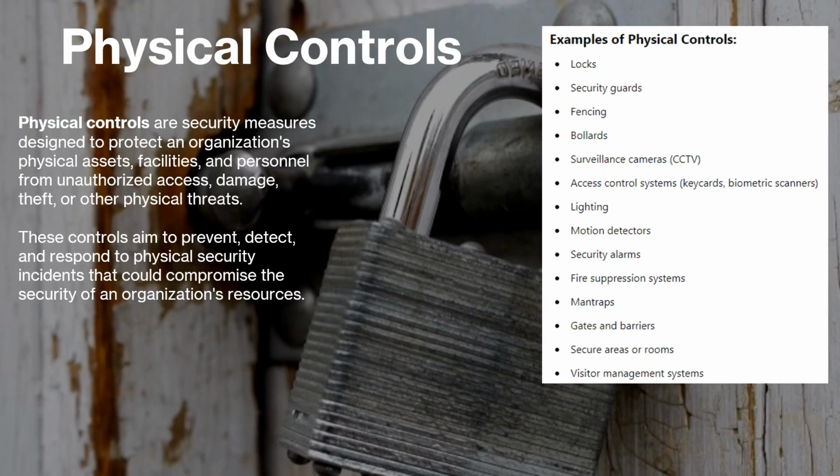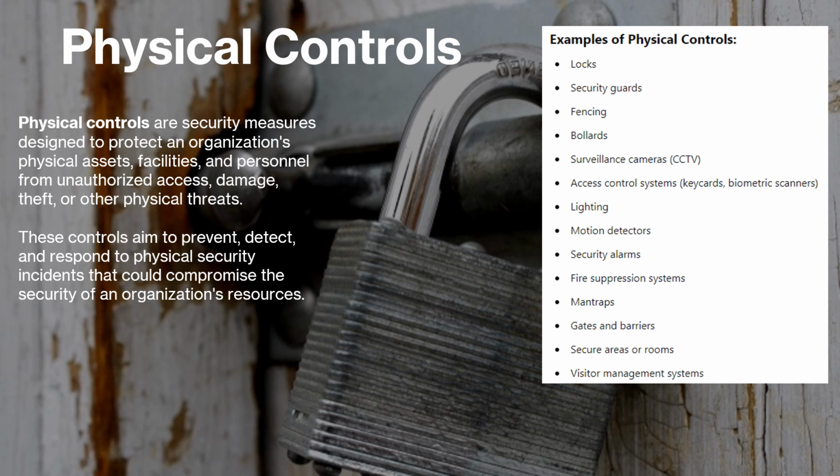Physical controls are security measures designed to protect an organization's physical assets, facilities, and personnel from unauthorized access, damage, theft, or other physical threats. These controls aim to prevent, detect, and respond to physical security incidents that could compromise the security of an organization's resources.